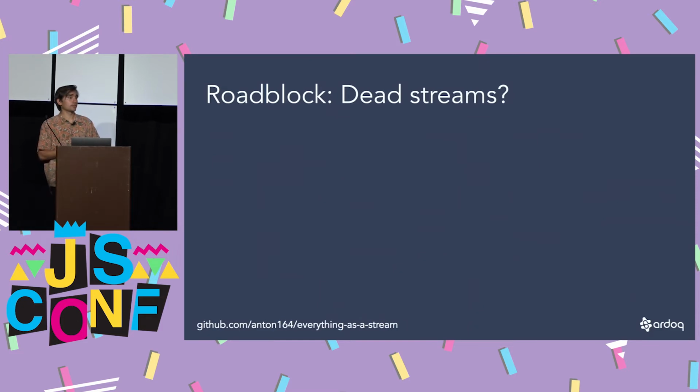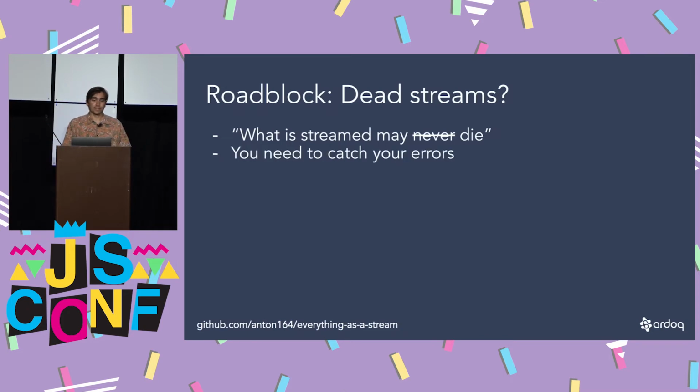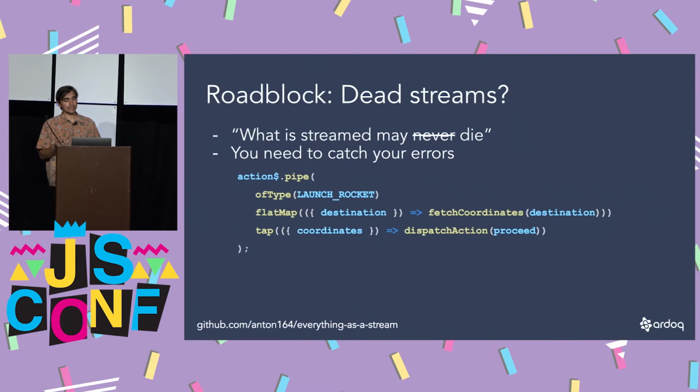And then we hit our first roadblock, and that was dead streams. So what is streamed may die. Essentially, you need to catch your errors with RxJS. So in this example, if we fetch coordinates and that API call fails, then it wouldn't proceed. And that makes sense, as you would expect. However, if you then try to launch a new rocket, it will not fetch coordinates because the stream is dead.